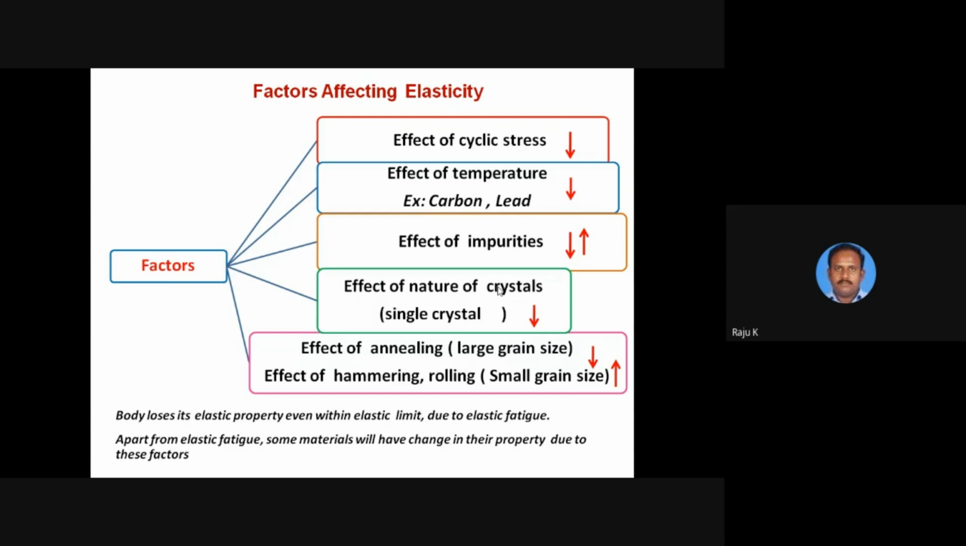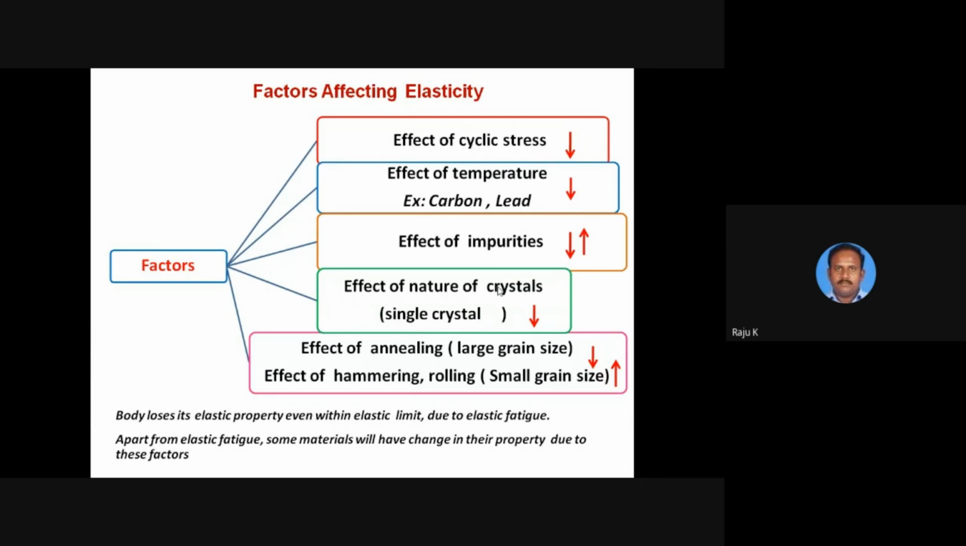And if the impurities that are added have a low elastic nature, then the material may have a decrease in its elasticity. And then the nature of the crystal. If the material we have taken is a single crystal, which does not contain any further domains, then that shows low elasticity. And during the annealing process, upon cooling very gradually and slowly from the higher temperature, the material will form a large-sized grain within it, which leads to a decrease in its elastic nature.